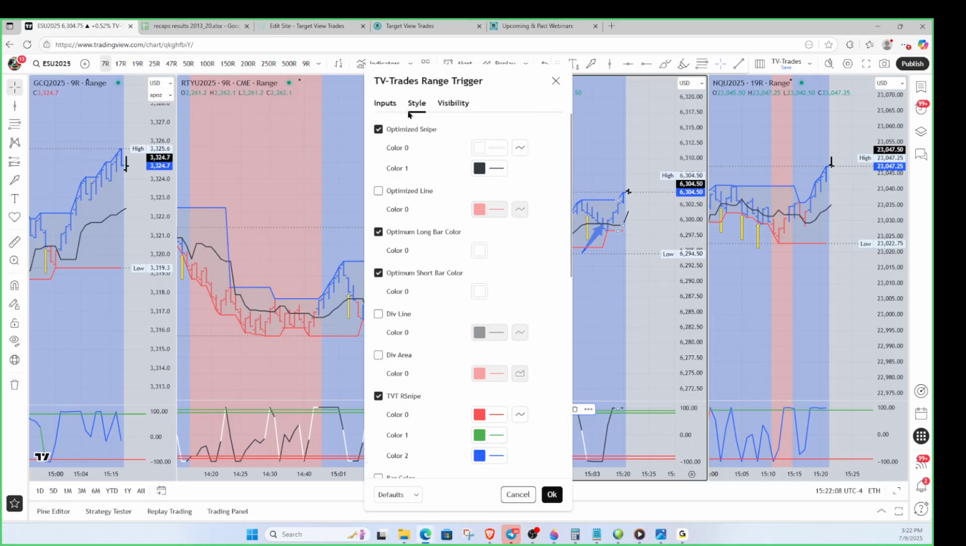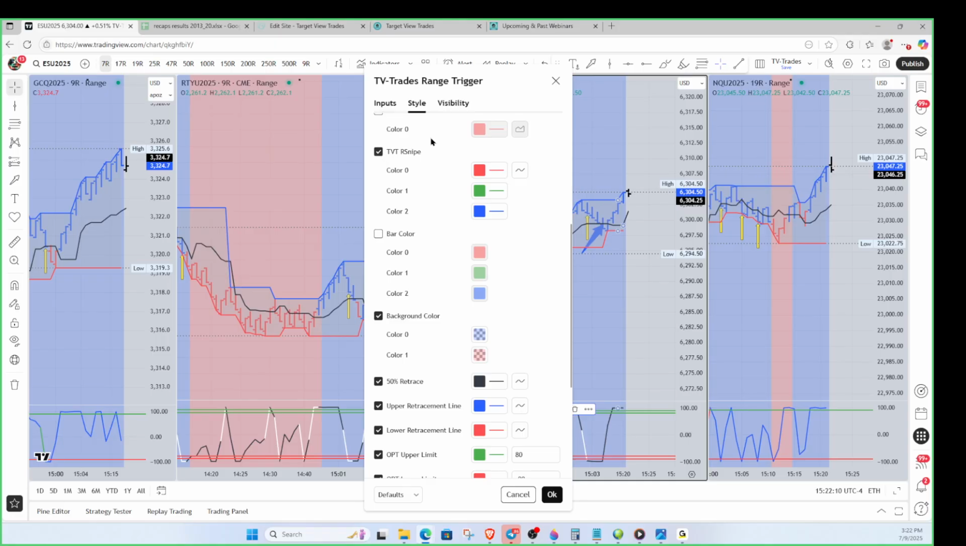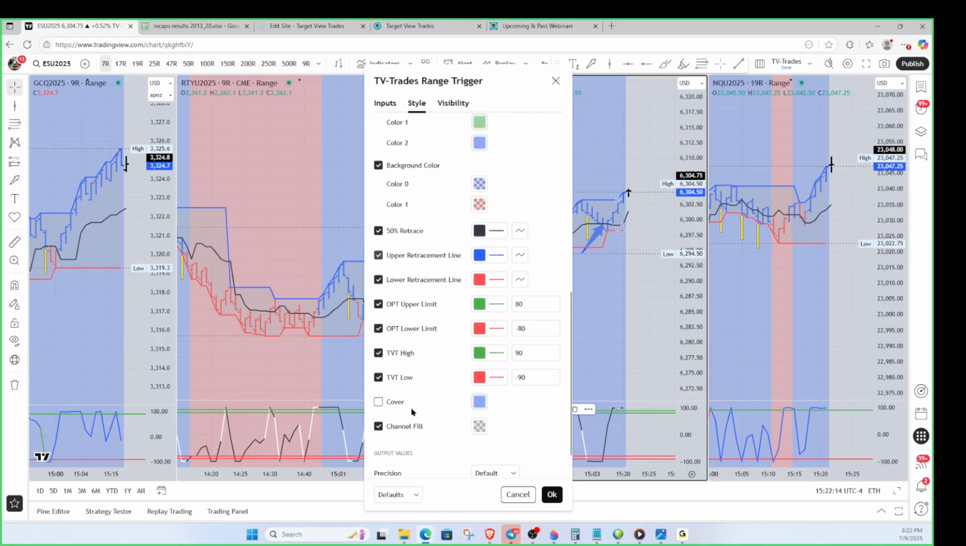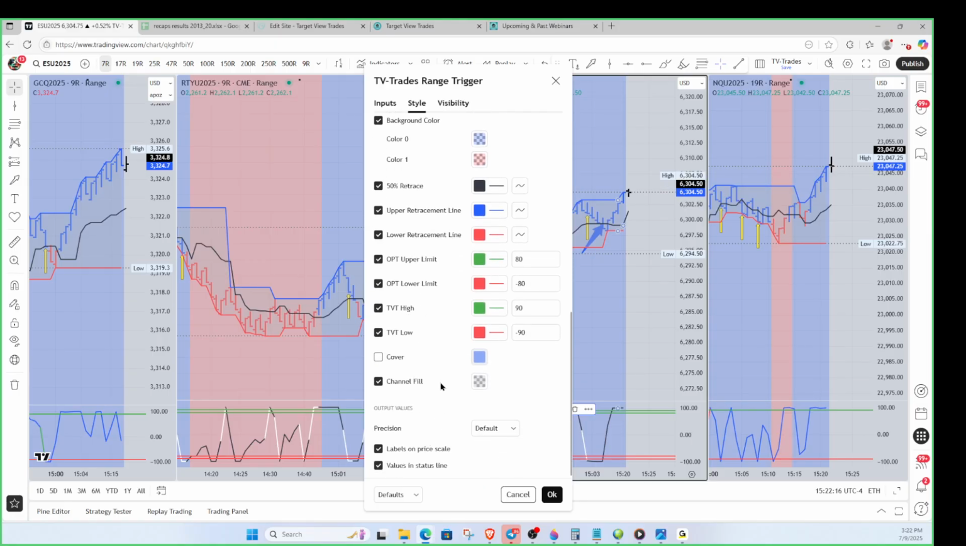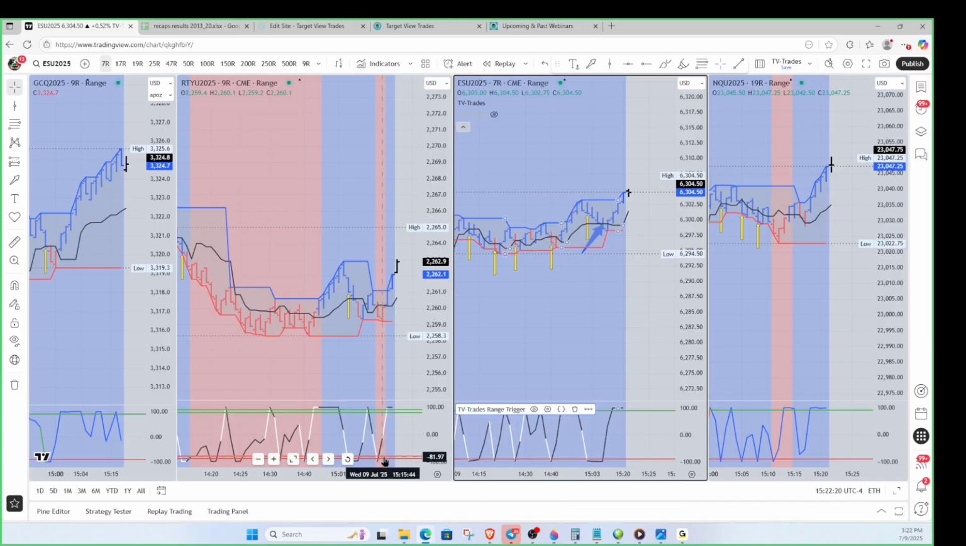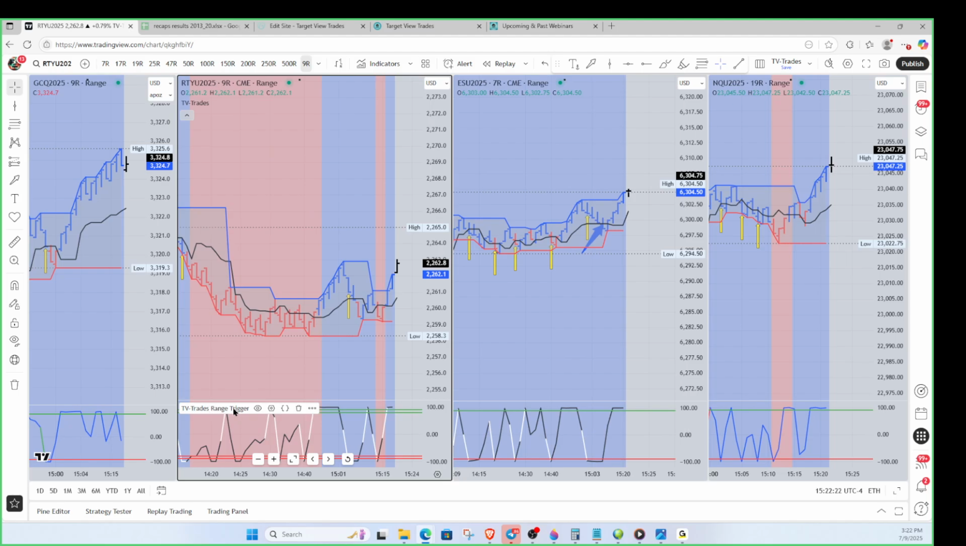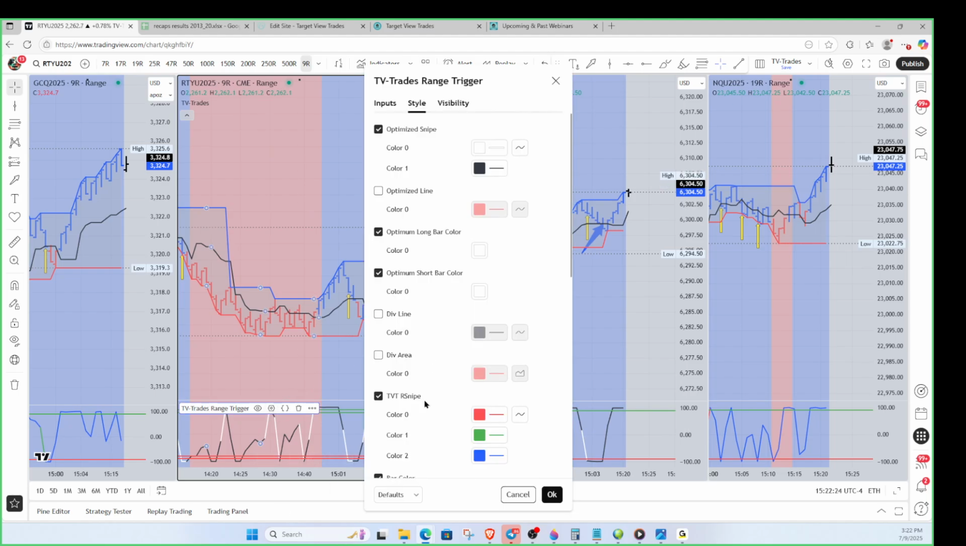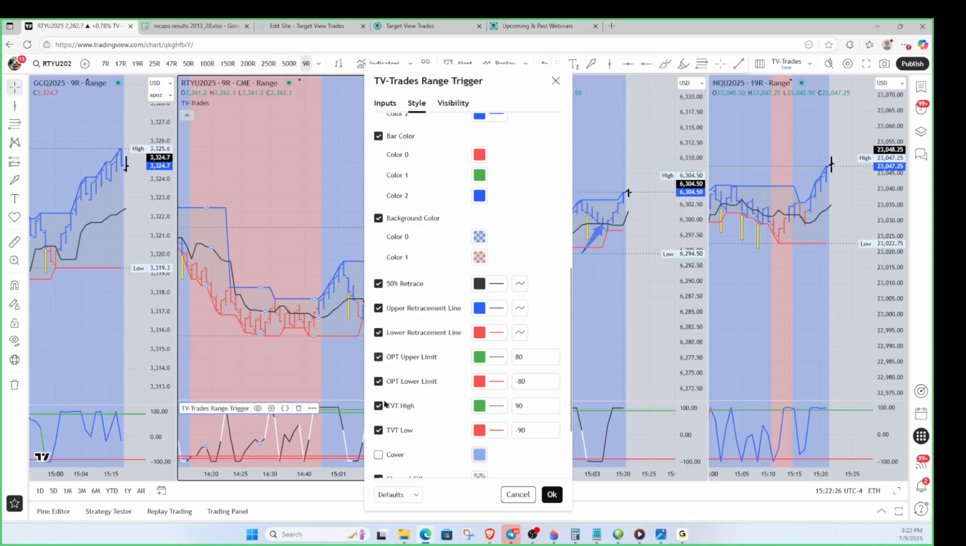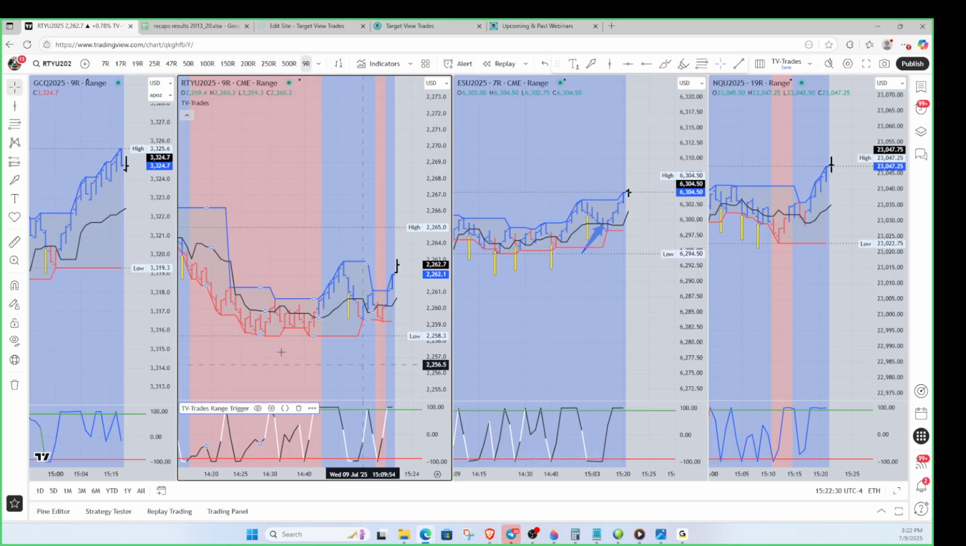Jerry, in here on your TV trades range trigger, on the style tab, what do you have checked over here? So you can take off one of those. See, I have 2 lines down here at the bottom. That's because I have the optimum line on there too. Take off the optimal lines.